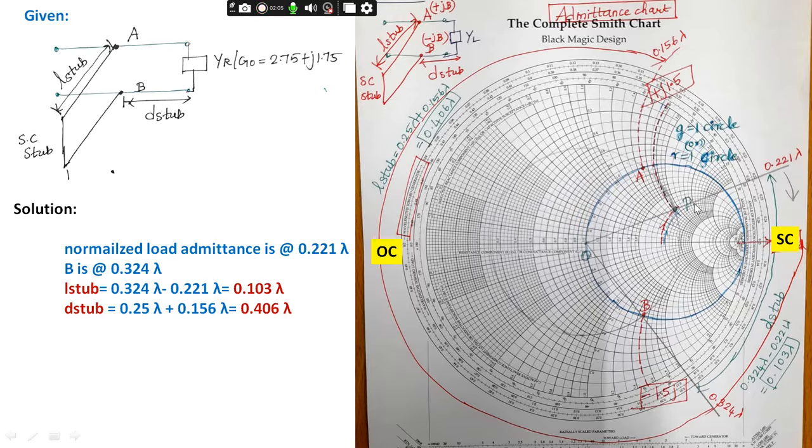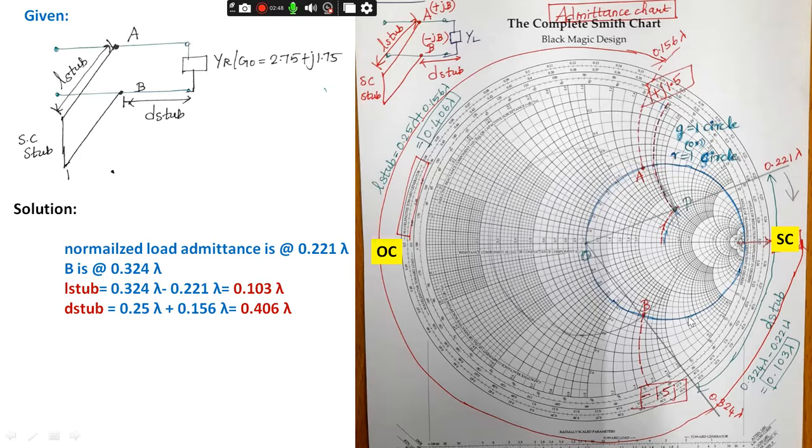After drawing the circle, we have to extend this line OP to the outermost circle to find at which location the load is available. The load is at 0.221 lambda. It is lying before this scale. Now our task is to trace the r equal to 1 circle, or g equal to 1 circle, so as to make the real part of this normalized load admittance 1. To make this 2.75 to 1, what we have to do? We have to move along this VSWR circle clockwise to reach this point.